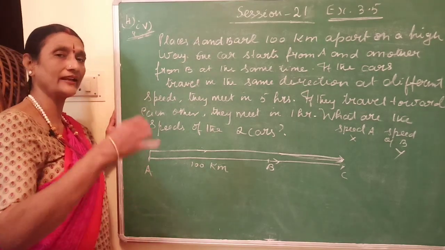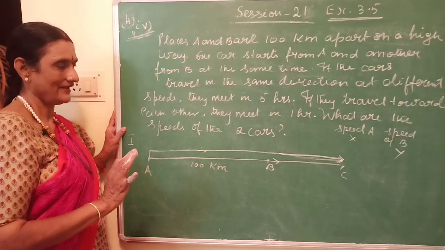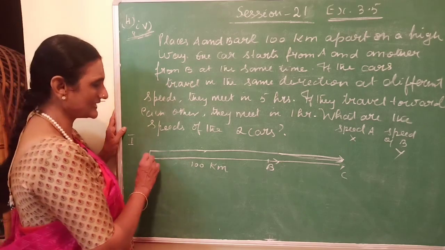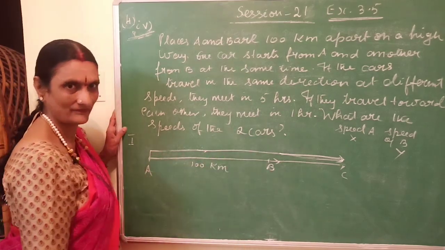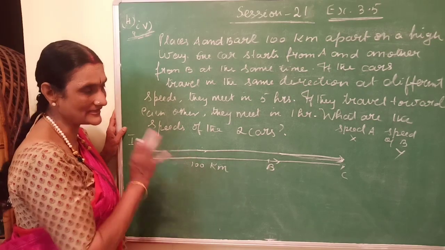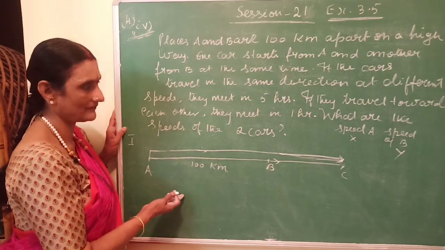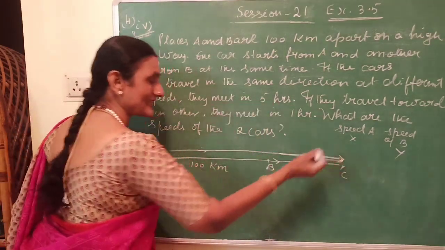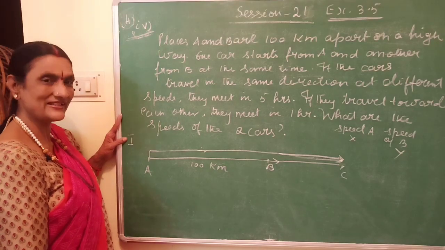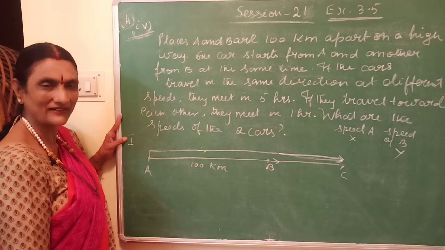Now, how to get the equations? What is this distance AB, children? This distance AB is 100. It is given already. Now what is the distance AC? Can anyone tell me what is the distance AC?